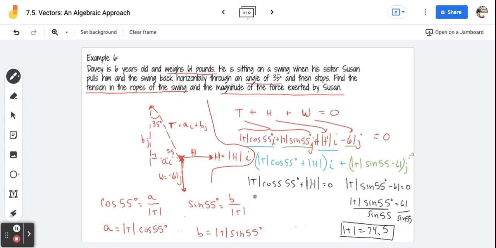Now that I know T, I can replace T over here. So the tension, 74.5, that's the magnitude of the vector T, times the cosine of 55 degrees, plus H equals 0. So let me compute this. Actually, this is just going to be the negative. It's going to be negative 74.5 cosine 55.